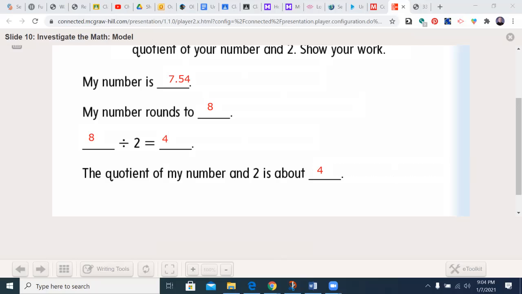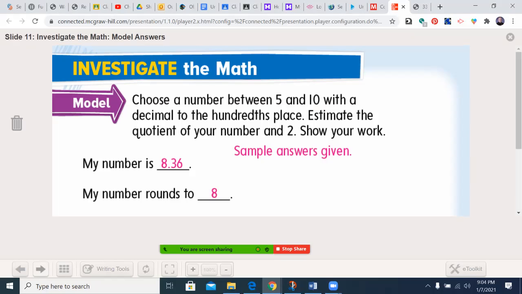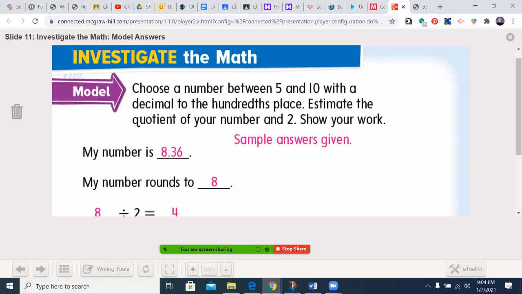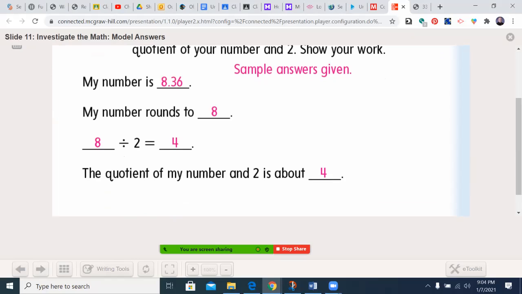Let me go ahead and clear this before I move on here. And they have a different one. They used 8.36. That rounds to 8. And get the same quotient.